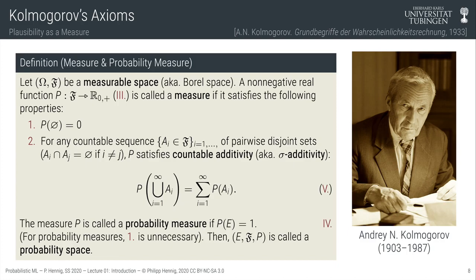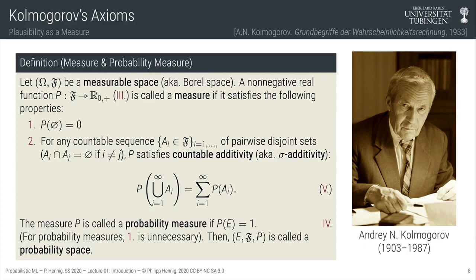So let's take a measurable space, so a Borel space, and we will define this function p, which we will call the probability of an event. Kolmogorov even has an axiom for the fact that this thing exists and that it maps to the positive reals, not the negative numbers. This is called a measure. It's not yet a probability.